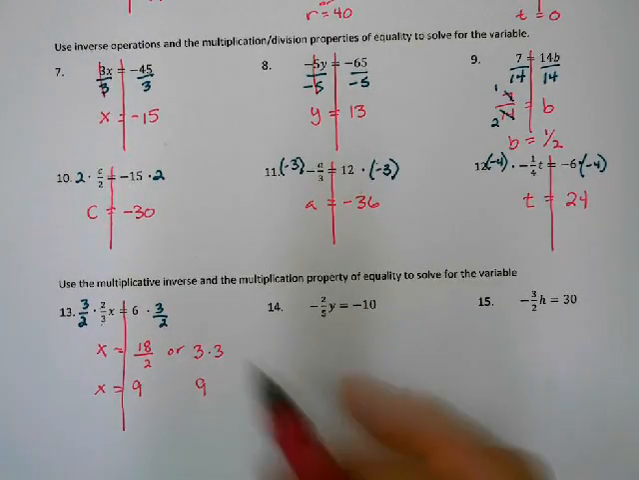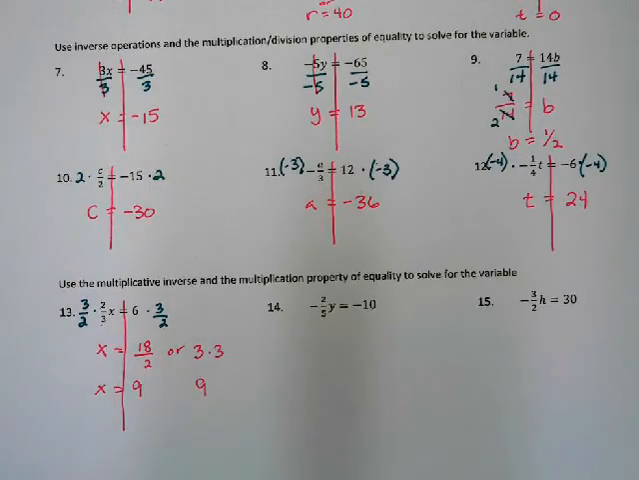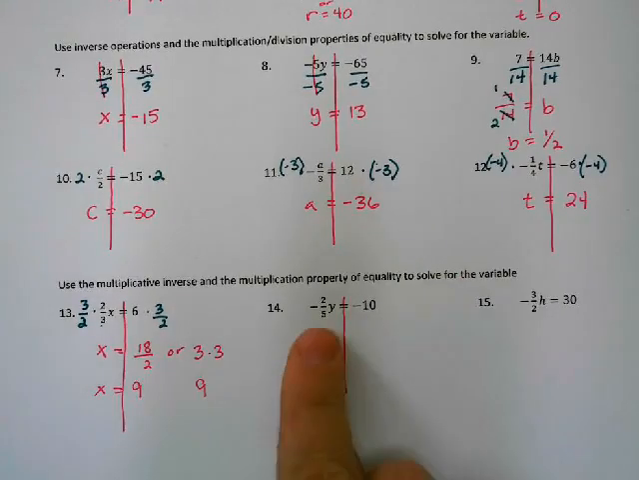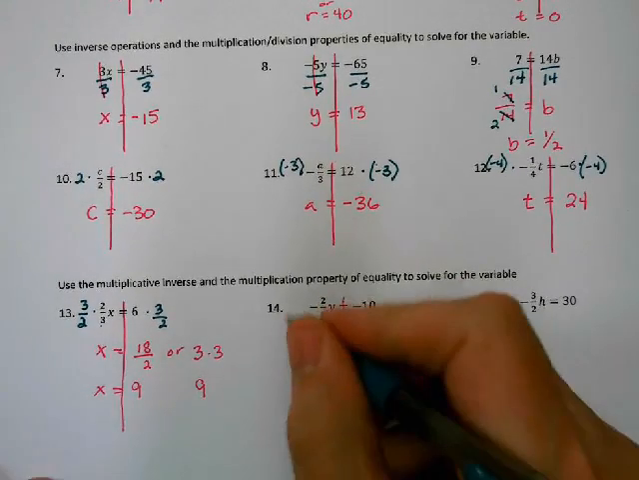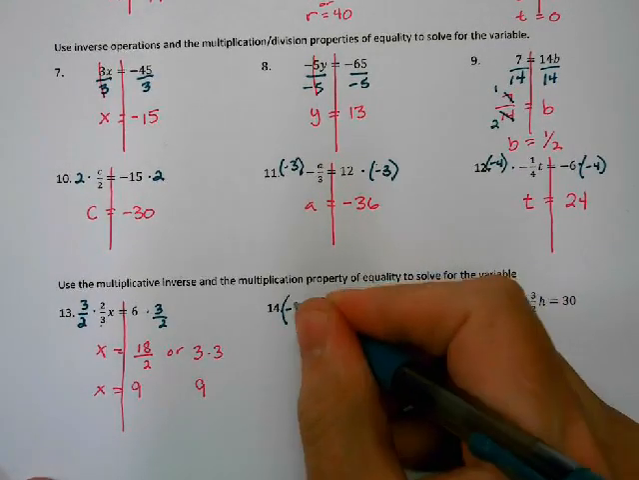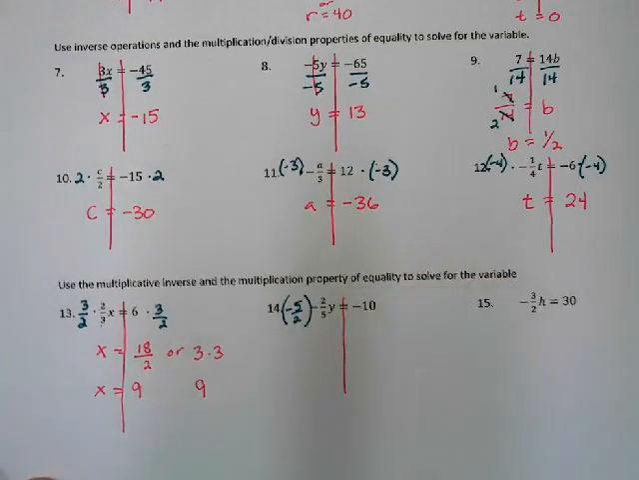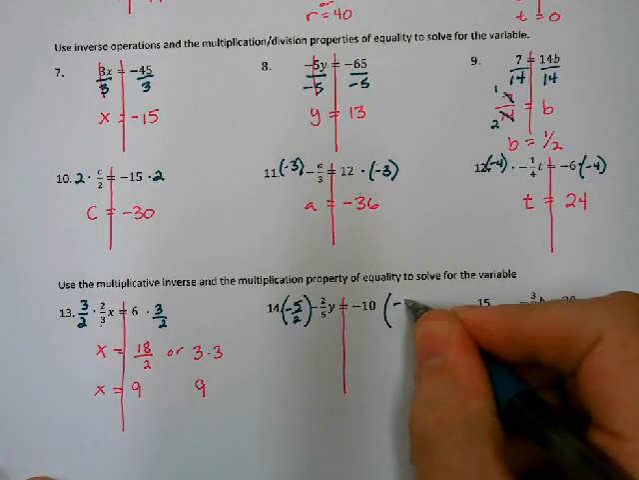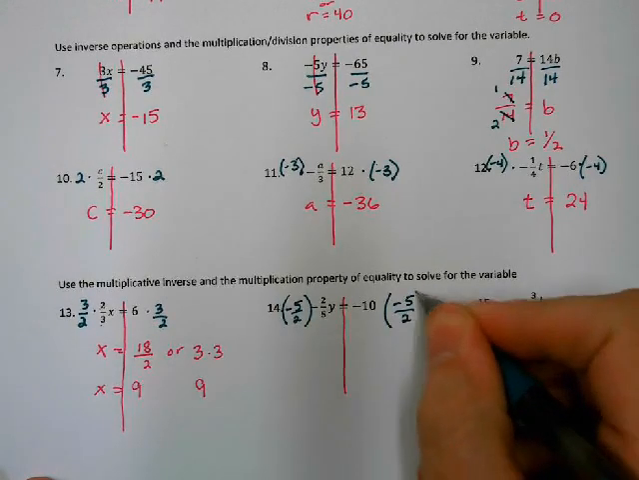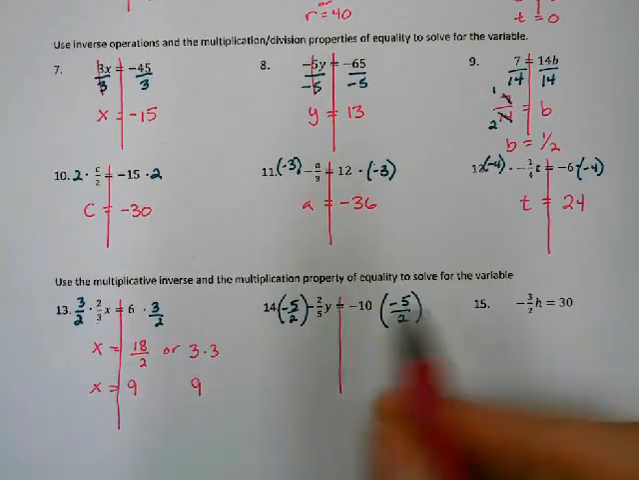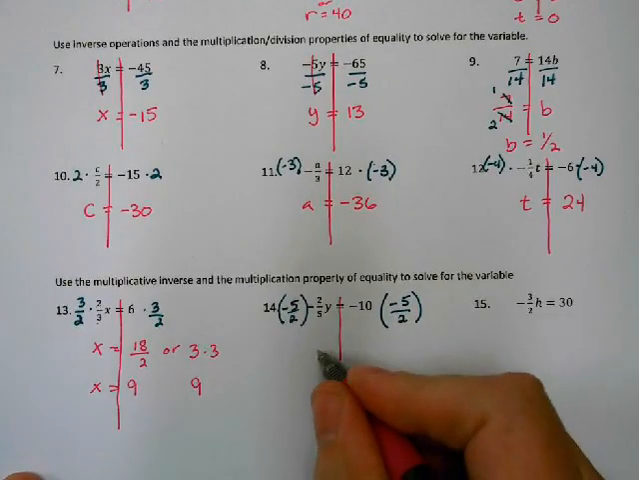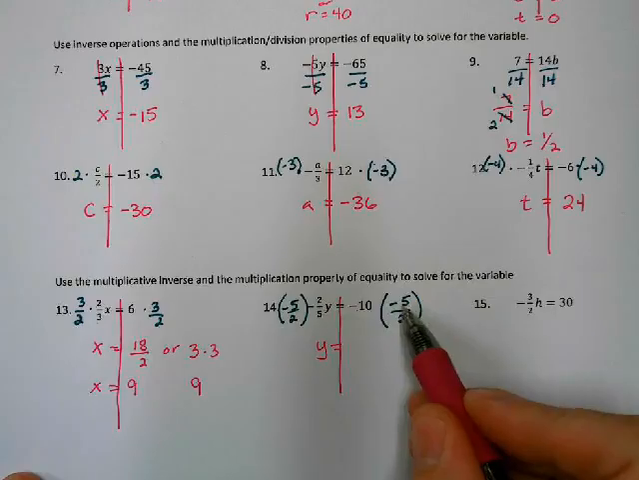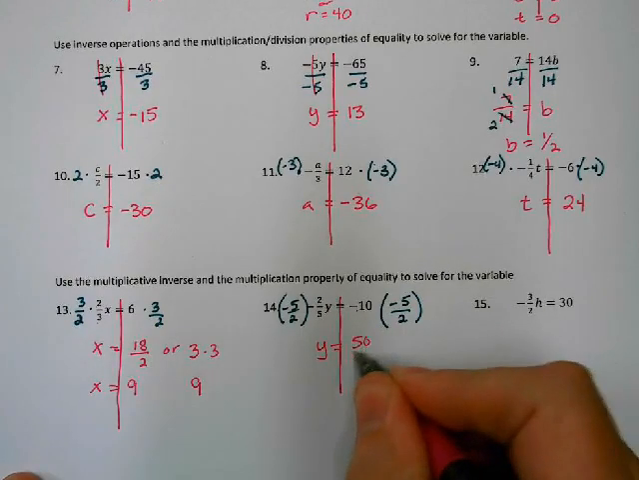All right, we only got 2 more. Last problems. So this one, the multiplicative inverse would be negative 5 over 2. So I'm going to multiply both sides by negative 5 over 2. Okay, so I'm going to multiply by negative 5. I get y equals negative 10 times negative 5 is 50. And then I'm going to divide by 2. 50 divided by 2 is 25.